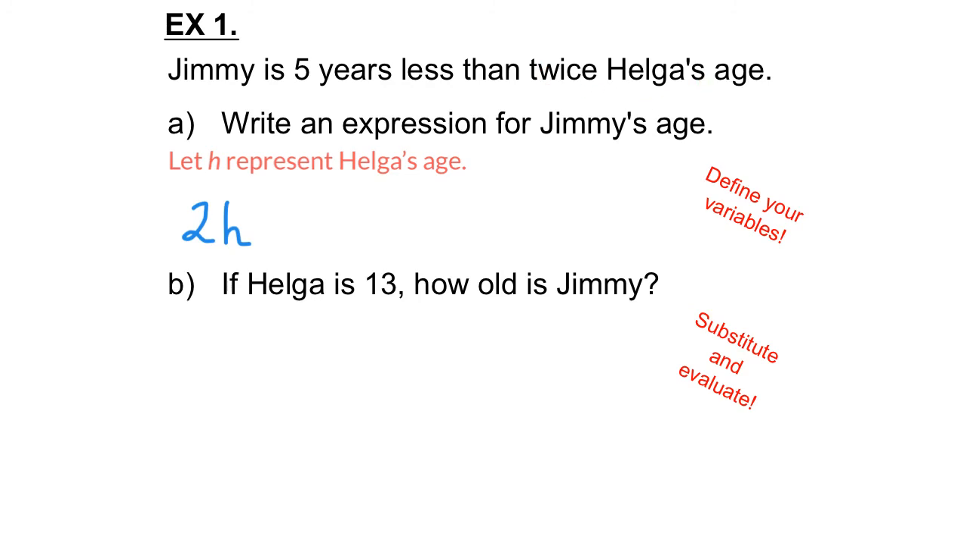So his age is 5 years less than 2H. So less than means you're subtracting. If it's 5 less than, it means we're subtracting 5. So we take that 2H and we subtract 5. So my full expression for Jimmy's age is 2H minus 5. Okay, if Helga is 13, how old is Jimmy?